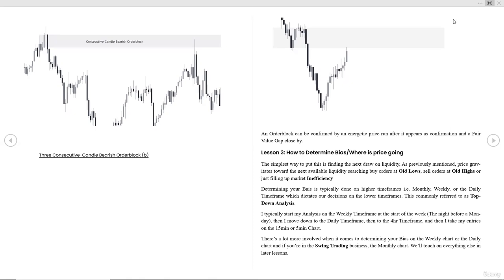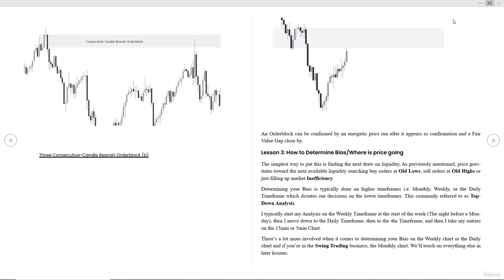I typically start my analysis on the weekly time frame at the start of the week, the night before Monday. So Sunday evening, after all the weekend stuff has been done, I get on my chart and I'm getting ready for the week, marking my chart up, finding fair value gaps, swing highs that I think price might be going for, and just getting ready for the week in general, right? Then I move to the daily time frame and then to the 4-hour time frame. Then I take my entries on the 15-minute or 5-minute time frame. So this is basically a top-down analysis.